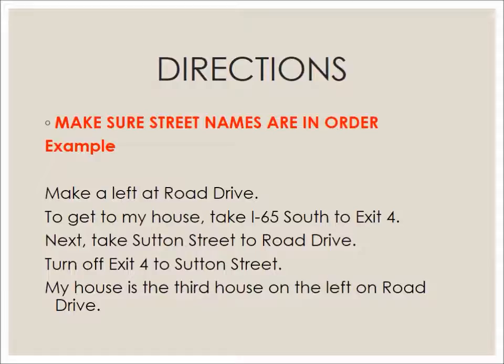Were you able to figure out which sentence is our beginning sentence that's taking us where we're going? Good. The second sentence, to get to my house, we're going to take I-65 to exit 4. So I know that that's going to be my first sentence because it's setting me up with my directions. Now, how do I get the rest in order? What if I'm given things and I have no idea where I'm going? I don't know what these places actually are.